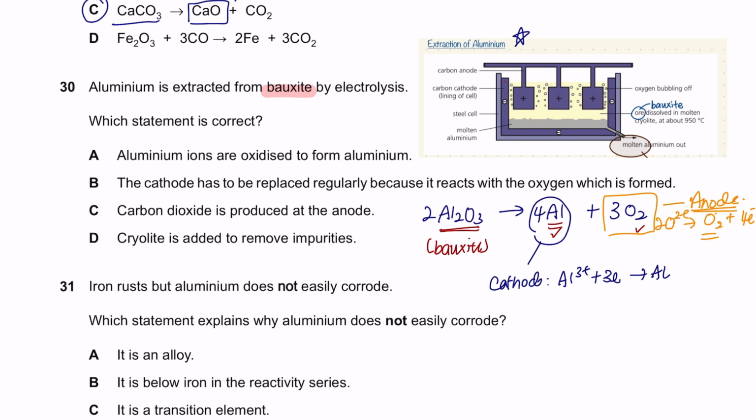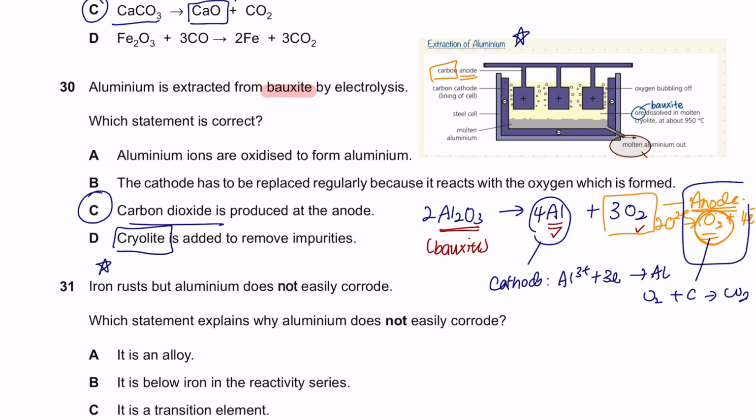Now at the anode, when oxygen is formed, it will react with the carbon anode to form carbon dioxide. So at anode, when oxygen is formed, it reacts with carbon to get carbon dioxide. So the answer is C. And you also see the word cryolite during the bauxite electrolysis. Remember that cryolite is being added to reduce the melting point of aluminium oxide.